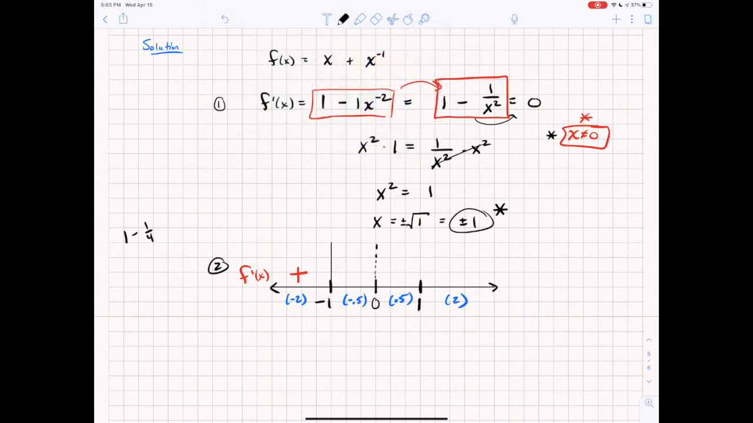Extend that line there. All right, if I was to plug in negative a half, this would be 1 over negative a half squared, which is 1 over 1 quarter, or 4. So it's 1 minus 4, so that result's going to be negative. If I plug in 0.5, you'd find that this result is also negative. And if I plug in 2, you would get this result is actually positive.